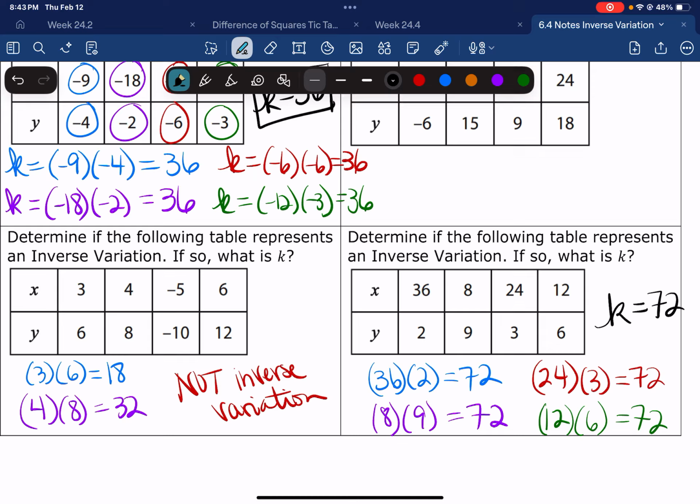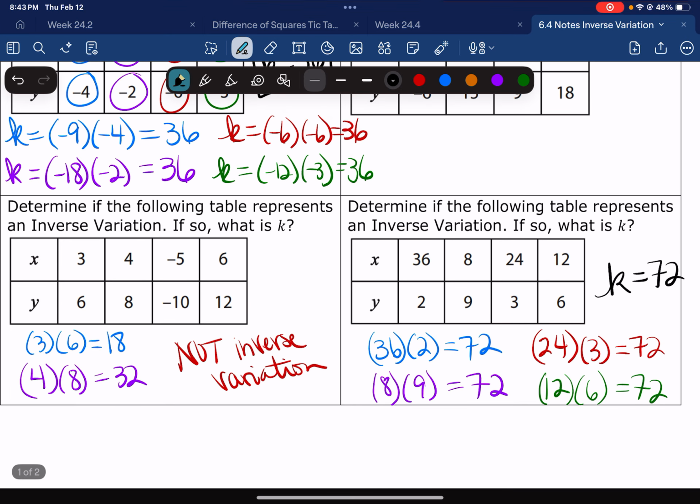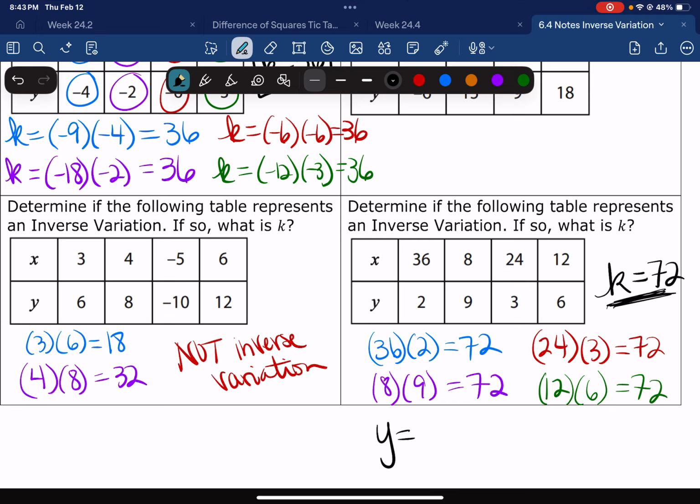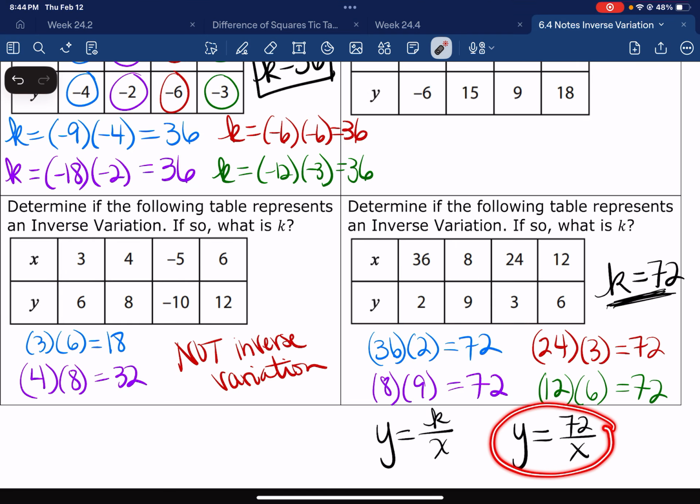All right? Let's do a little side note. Remember, this is just our constant of variation. This k is our constant of variation. So if I wanted to write the equation that represents this table of values, I would just use the format y equals the k value over x. And in this case, our k value is 72. So it's y equals 72 over x. If you were to graph this in your calculator on Desmos and then pull up a table of values, you would find these values in that table.